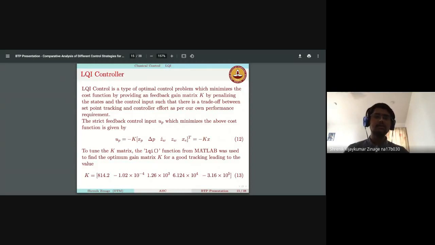Okay, and this gain K was actually tuned using the LQI function. Inside, the way this LQI function works is that it tries to solve the Riccati equation and find K. And the K that I got was this. K is a 1 cross 5 matrix, and the state X is 5 cross 1. So the whole thing would be 1 cross 1, which would be manipulating our control input.